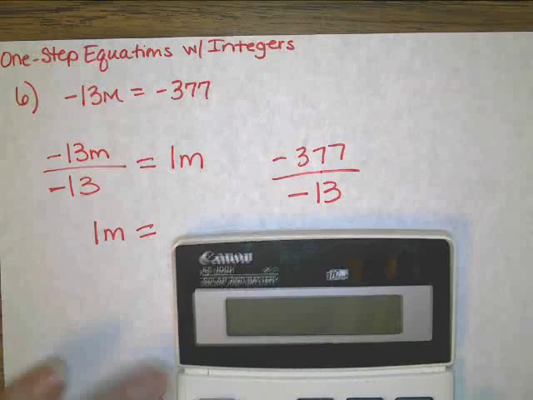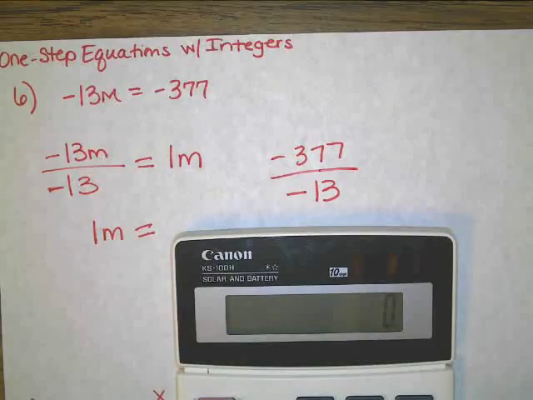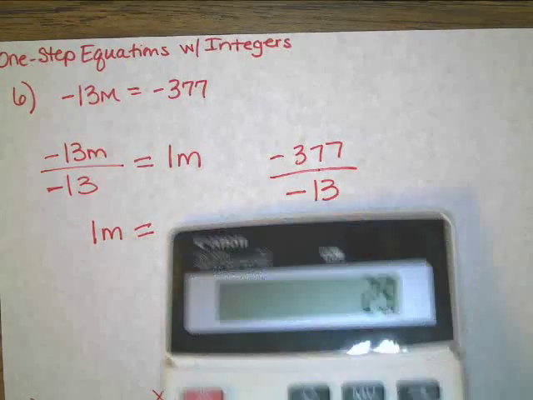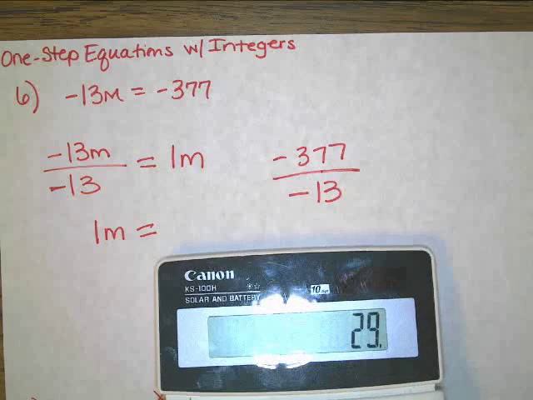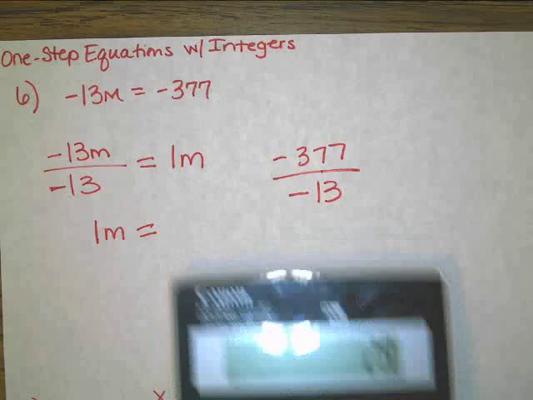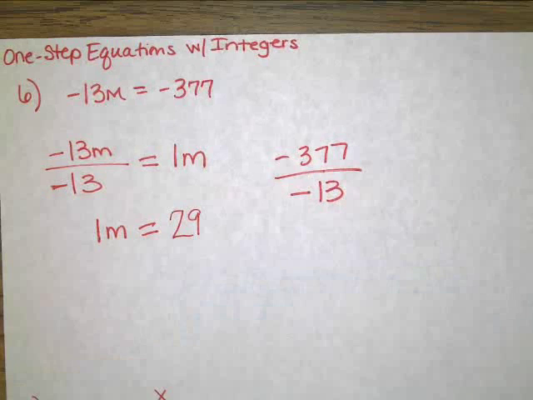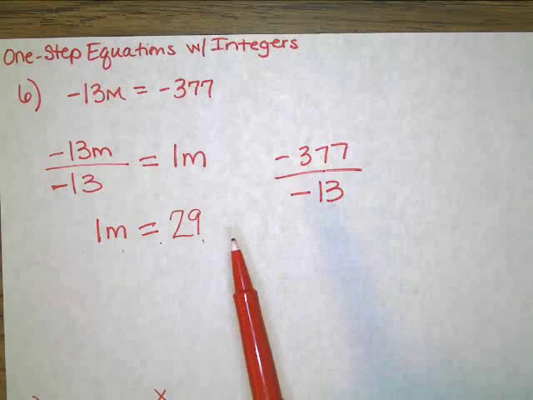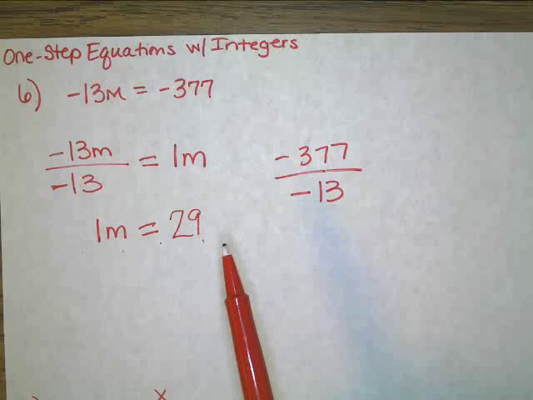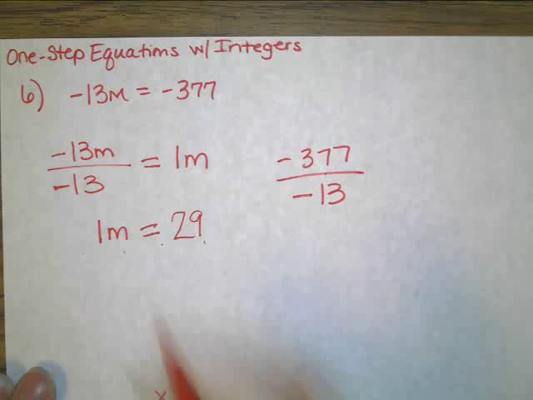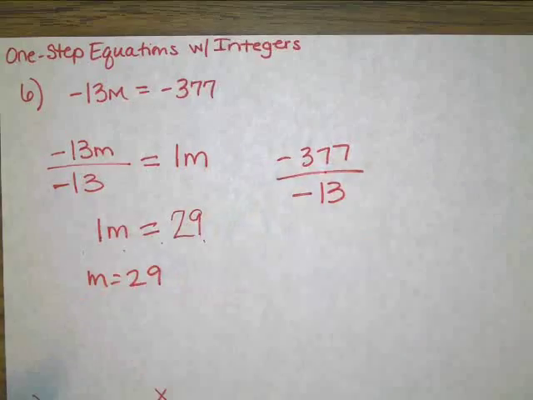So ready? 377 divided by 13, and you get 29. Okay? So that means that 1m equals 29. Is 1 times 29, 29? Yes. So isn't that m equals 29? Yep.